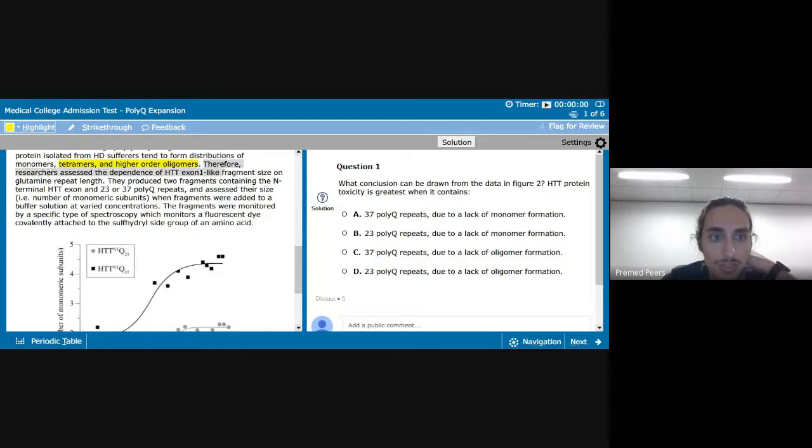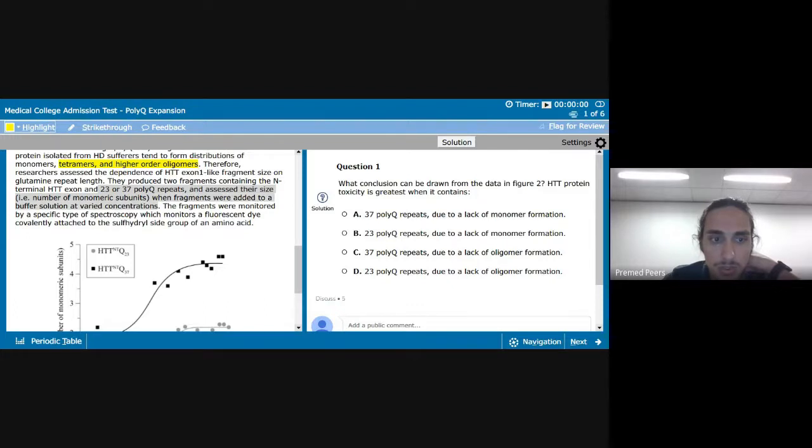So therefore, researchers assess the dependence. So this is a long sentence. I would just call it the protein. So looking at the protein size on glutamine repeat length. So they're saying what does the effect of increasing glutamine on the protein. So they produce two fragments containing the N-terminal, okay, the protein, and 23 and 37 polyQ repeats, and assessed their size. Number of monomeric subunits when fragments were added to a buffer.